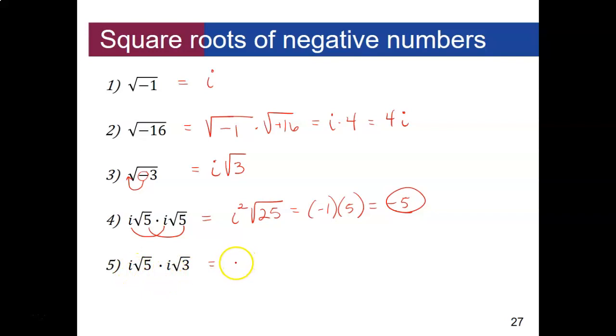Here we would have i times i would be i squared, and this would be the square root of 15. So we're going to have negative 1, and the square root of 15 can't be simplified, so we're going to end up with negative square root of 15.